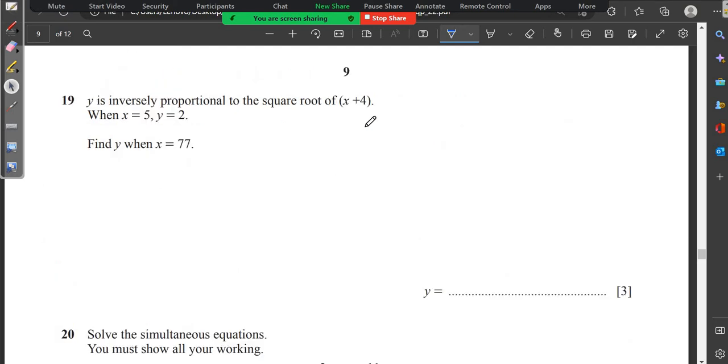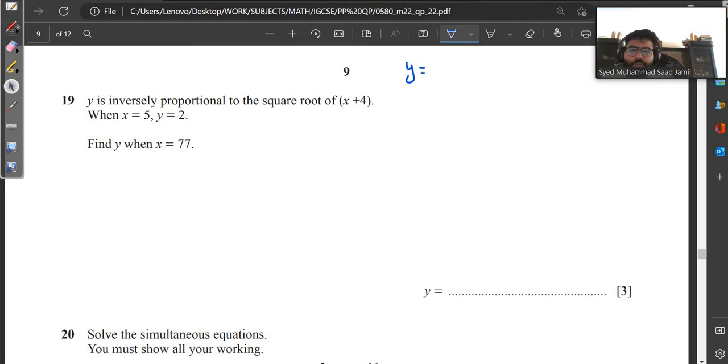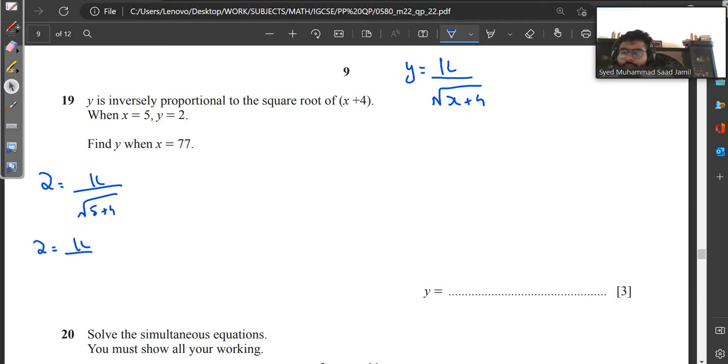Moving on to question 19, it says y is inversely proportional to the square root of x plus 4. Okay, to the square root of x plus 4. This basically means y is equal to k upon square root x plus 4. Now both the values of y and x are given, so we will write 2 is equal to k upon square root of 5 plus 4. 2 is equal to k upon under root 9. Under root 9 is 3. 2 is equal to k upon 3.